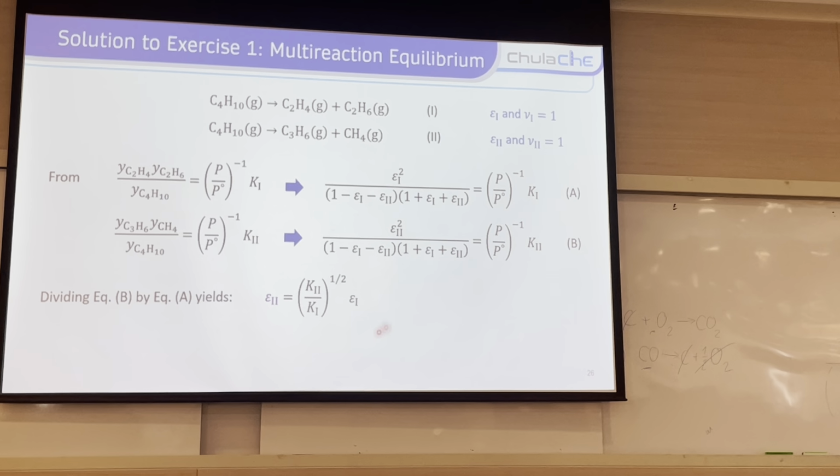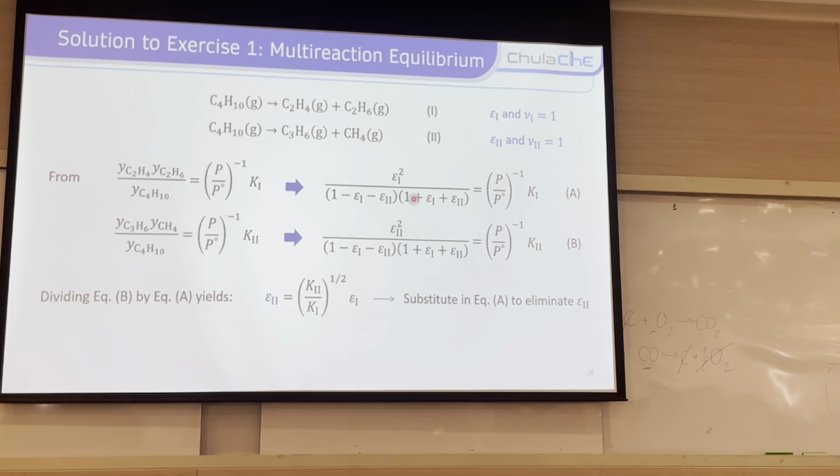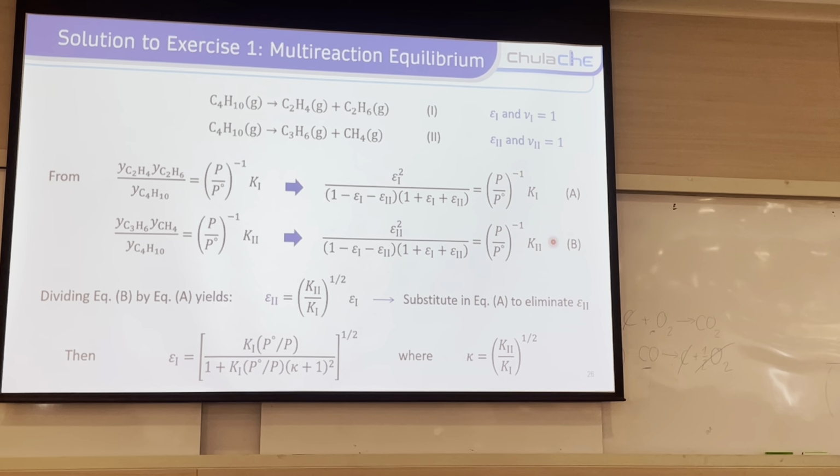So now you can write epsilon 2 as a function of epsilon 1 only. If you substitute that into the equation, then you have only one parameter. I have substituted this equation back into equation 2, and then you get this equation.